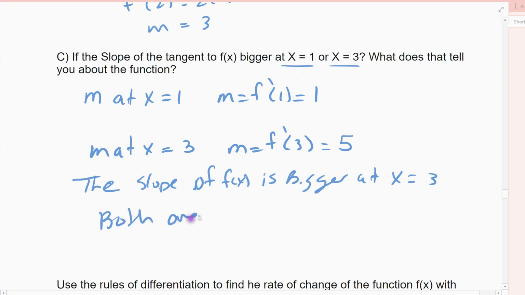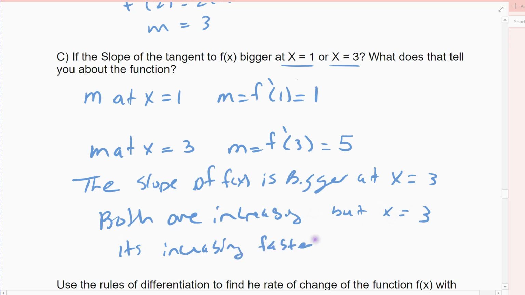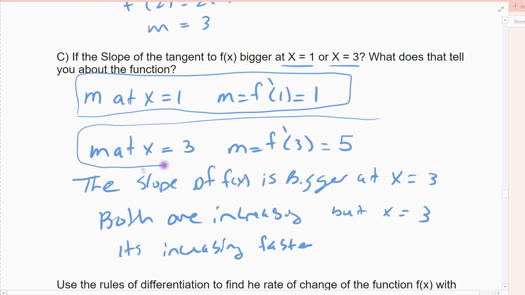Both are increasing, but at x equals 3, it's increasing faster. Thinking of money is the easy way to think about it. If it's profit, at 1 unit, profit's increasing by $1 per unit. At 3 units, profit's increasing by $5 per unit. It's change in money over change in items, so an increase of $5 per unit at 3. So it's bigger, so we like it. We're getting more profit after 3. It's a faster growth at 3.